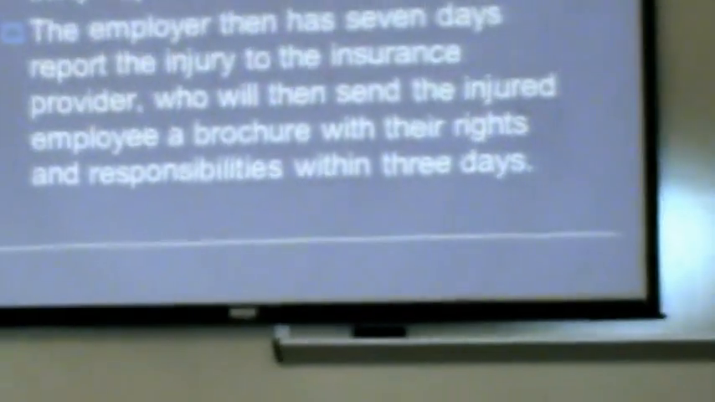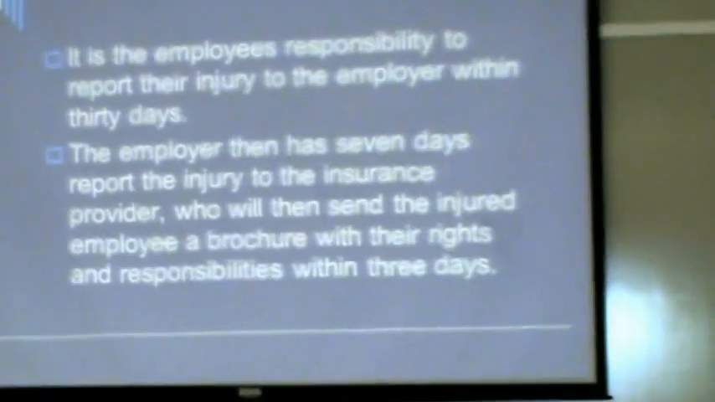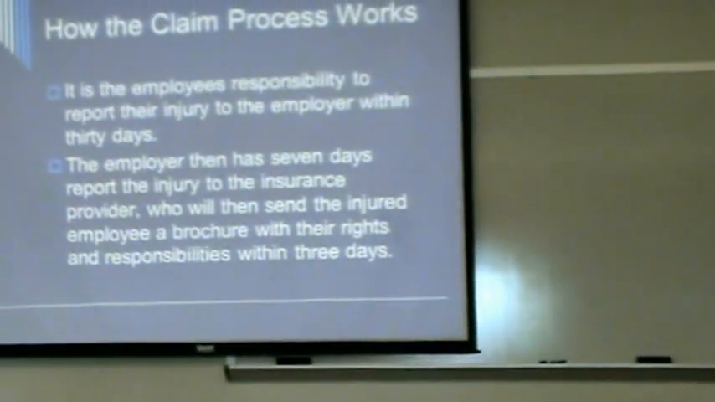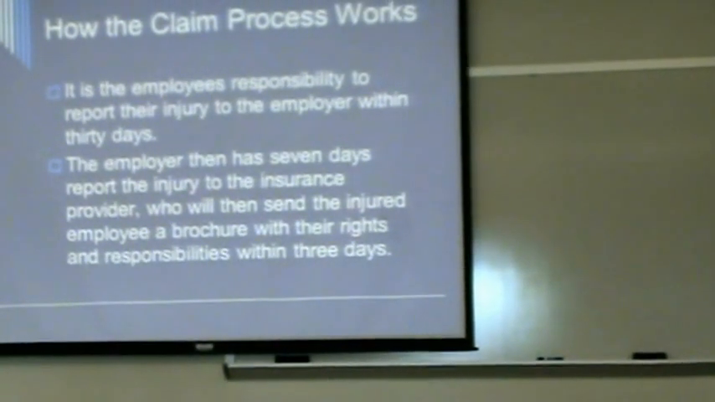How the claim process works. It is the employee's responsibility to report their injury to the employer within 30 days. So if you get injured and say you report it at 31 days, your claim probably will be denied. The employer then has 7 days to report the injury to the insurance company, so to their insurance provider.